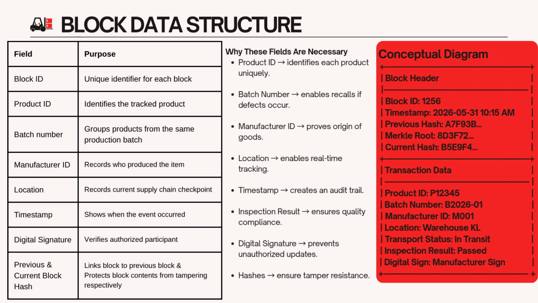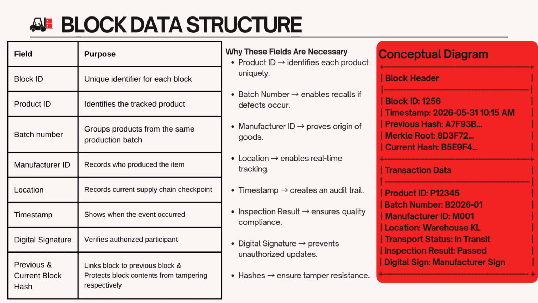This is vital because if a defect is found, it enables precise, rapid product recalls rather than pulling everything off the shelves. The manufacturer ID definitely proves the origin of the goods, while the location field records the current supply chain checkpoint, giving us real-time tracking capability. The timestamp creates an immutable audit trail of when events happen, and the inspection results ensure that quality and safety compliance are met at every stage.